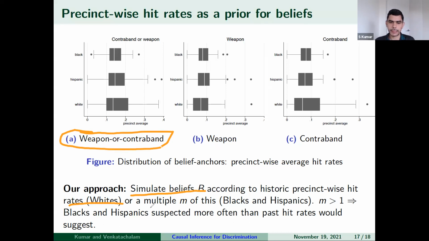But to make it more interesting, let's also multiply the observed hit rate by some number m when it comes to blacks and Hispanics. Why would we do that? Because then we can bring this question of adverse beliefs into the picture by saying, how high does m have to be? And as m rises, how does statistical discrimination rise? How high does m have to be in order to explain the observed difference in search and frisk as statistical discrimination?